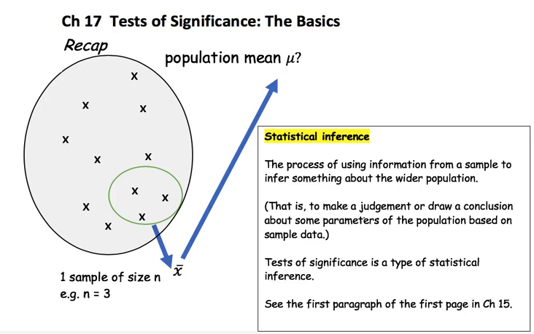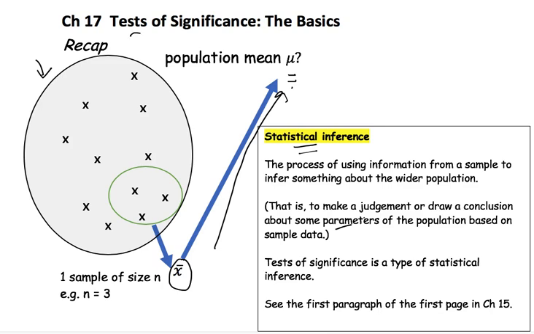Before we start chapter 17, let's do a recap. So we have this population, a large group of individuals. We don't know what the population mean is, so we take one sample to get a sample mean, and then we estimate the population mean from the sample mean. So we use the sample mean to estimate the population mean. This process of using the information from a sample to estimate some parameters about the population is called statistical inference.